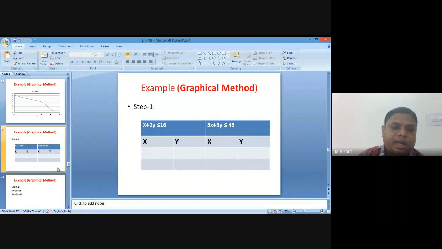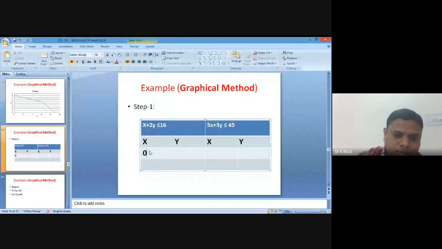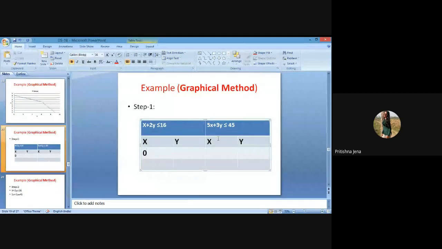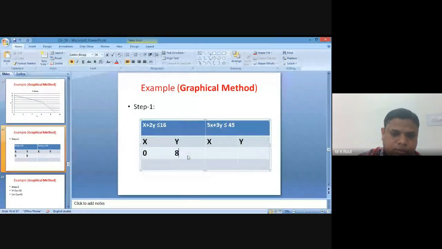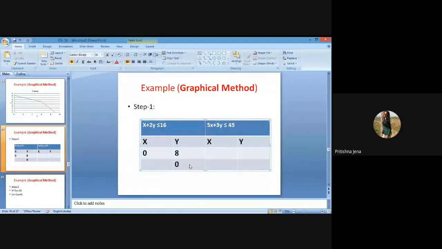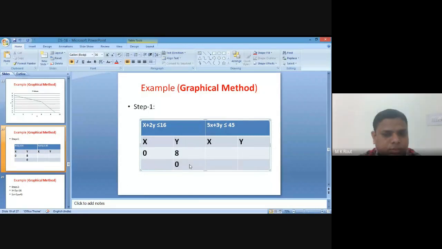Here I write x plus 2y, that is the first constraint equation. It is less than or equal to 16. So if I put 0 here, what is the value of 2y? 8. The next is, if I put y equal to 0, what is the value of x? 16. Okay, next one.